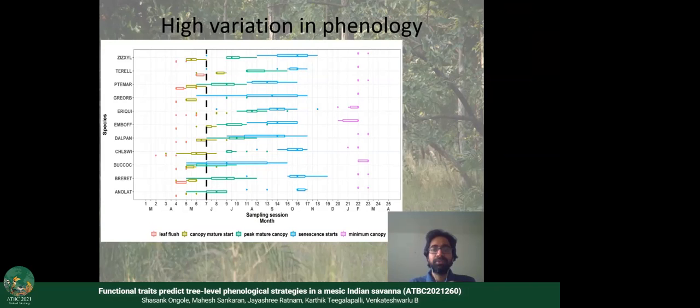The diagram shows the remarkable variation in phenology both within and across species, especially in the middle of the growing season, right here. But low variation in the ends of the phenological cycle shows that species are constrained by the length of the growing season in this dry environment. We also estimated the duration it takes to go from one stage to the other among all these five stages.